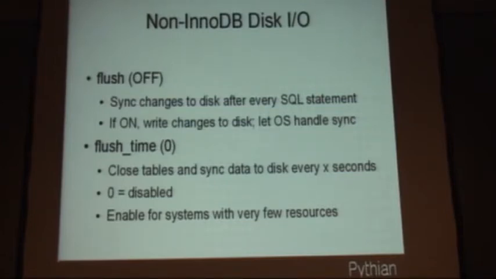Flush time by default is 0, which is disabled, and basically it's every X seconds. So if you set it to 10, then every 10 seconds it closes all the tables and syncs the data to disk. You only really want to enable that for systems with very few resources where you really want to sync to disk all the time. So if you see this on and you have file system problems, if you have a lot of slowness, that might be why.